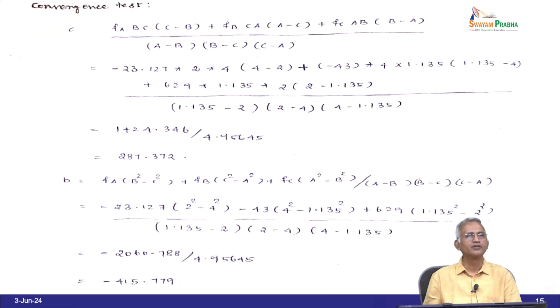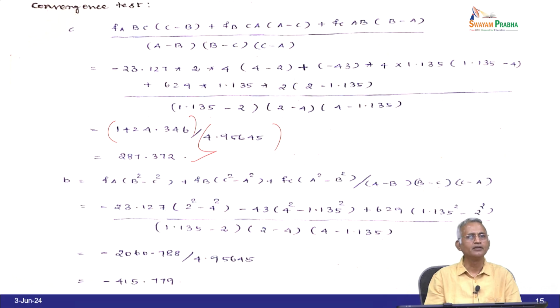Now, based on this value, we have to do the convergence test. So, the rule is FA into B into C of C minus B plus FB into C into A of A minus B... plus FC into A into B of B minus A, by A minus B into B minus C into C minus A. You know all the values of A, B, C, FA, FB, FC, substitute it. You have 1424.346 by 4.95645, which is equal to 287.372.